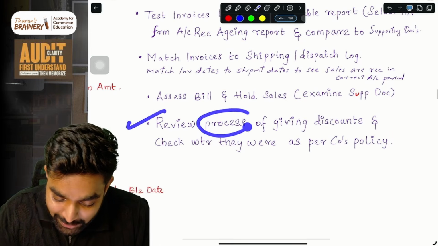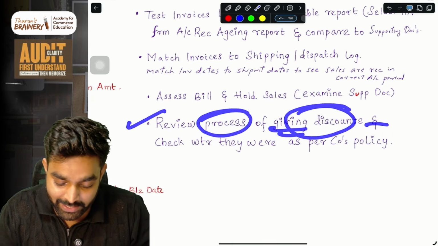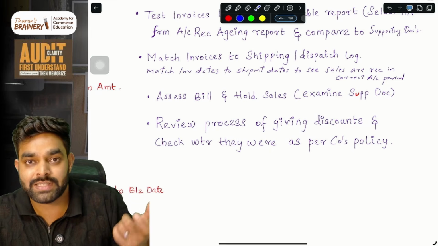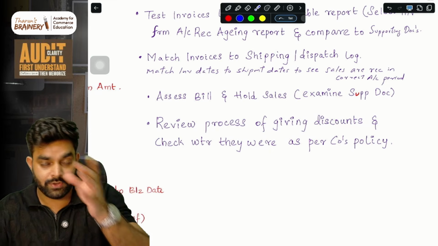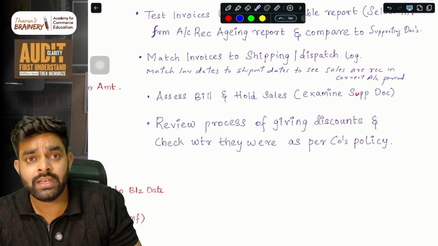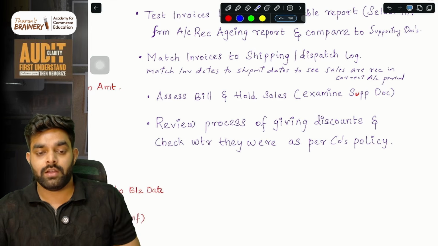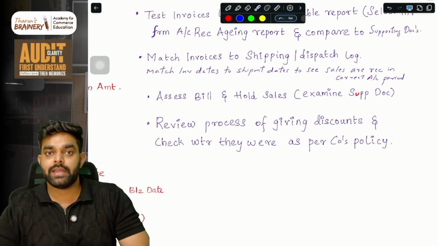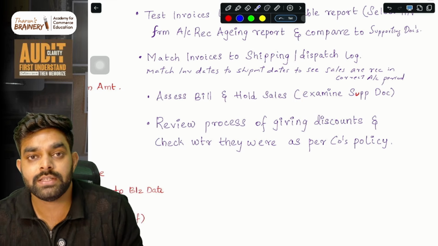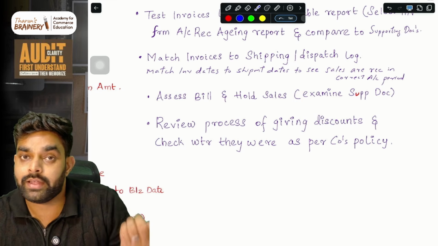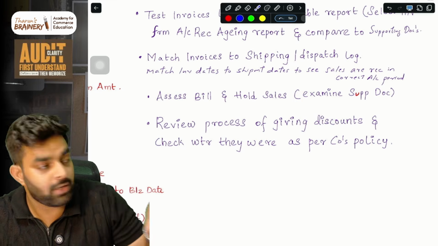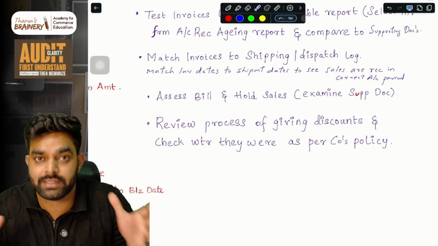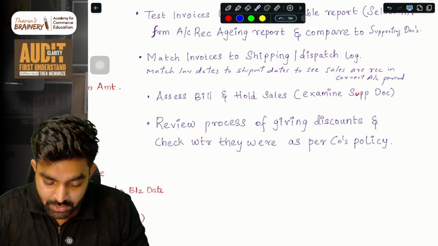Then review the process of giving discounts and check whether they were as per the company's policy. For some customers, the company may give a discount. Review the process for that. For example, at Tarun's Brainary, on our audit lectures and all, sometimes on puja days or something like that, we may give some festive discounts. But this discount can only be authorized by the management. It cannot be authorized by me or any other person. Like we have a management, everyone discusses, and then the discount is given, right? So that thing you have to check.